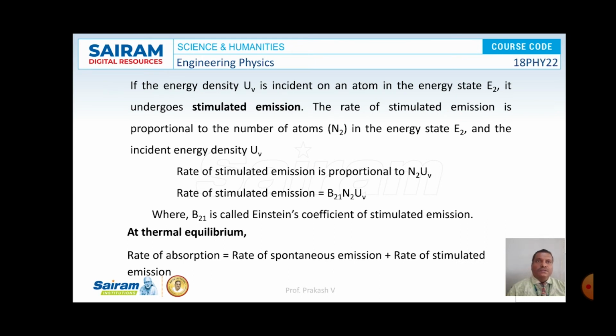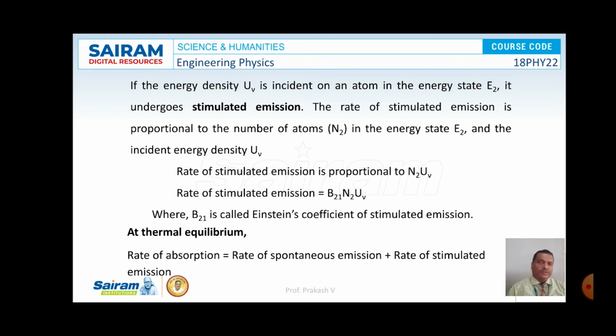And the next one is, if the energy density U mu is incident on an atom which is already in the excited state, then it will get stimulated and transit from E2 to E1, and the phenomenon is known as stimulated emission. The number of stimulated emissions happening per second is known as the rate of stimulated emission. The rate of stimulated emission is proportional to N2 and U mu. Therefore, the rate of stimulated emission is equal to B21 N2 U mu. Here B21 is called Einstein's coefficient of stimulated emission.